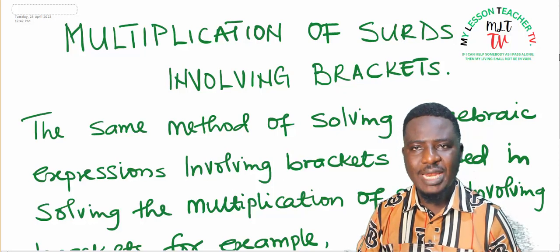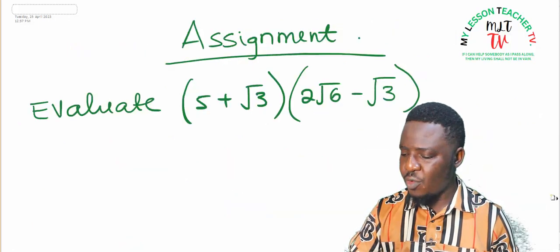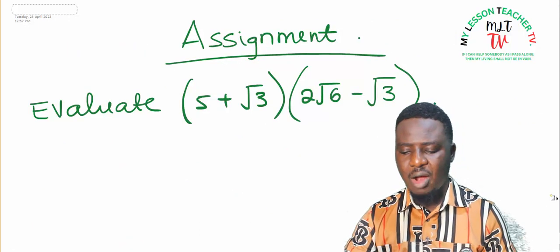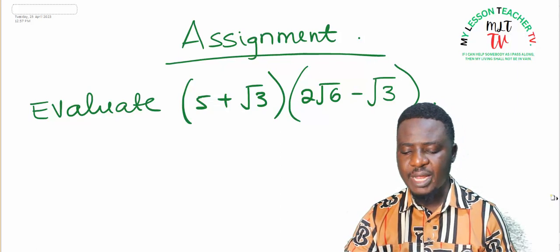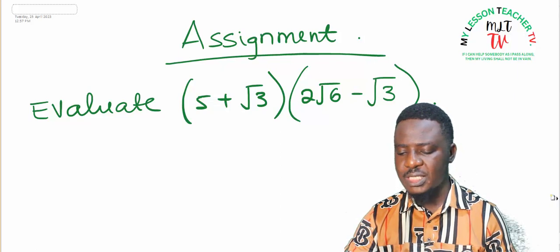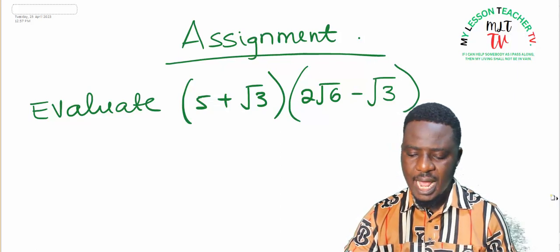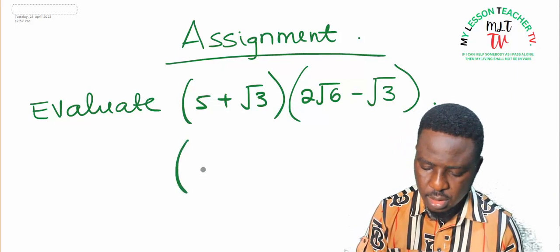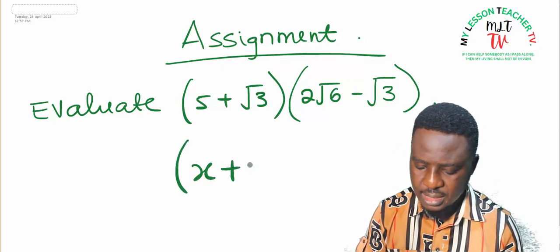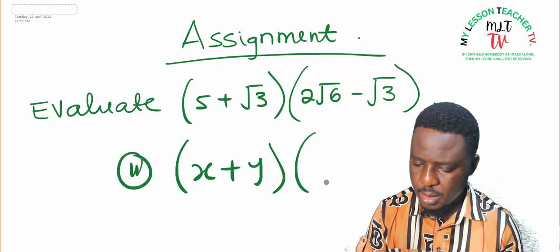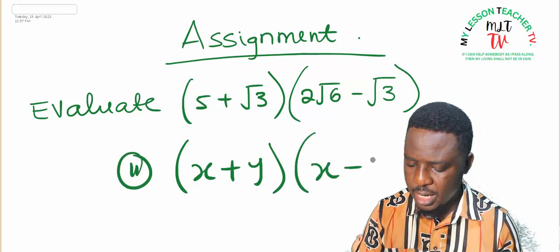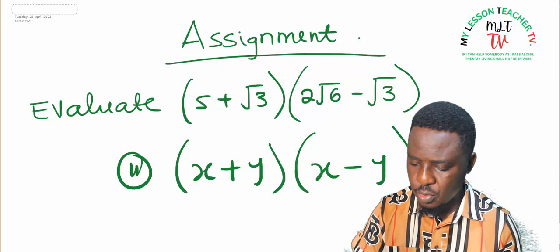But before we leave, let me give you an assignment. I would like you to evaluate bracket 5 plus root 3 by bracket 2 root 6 minus 3, as well as bracket x plus y into bracket x minus y.